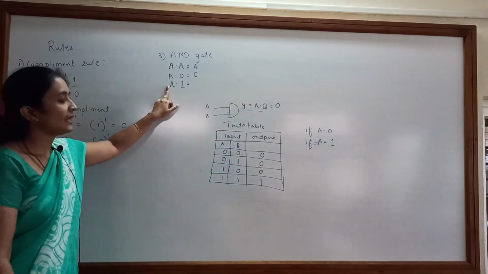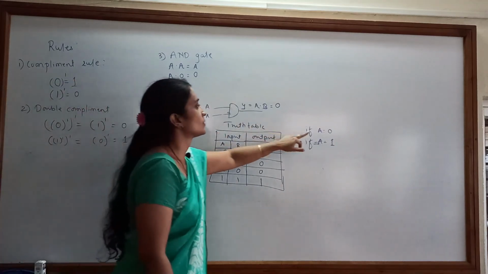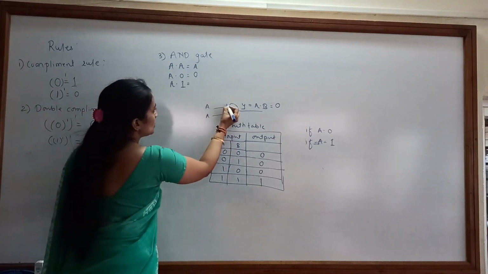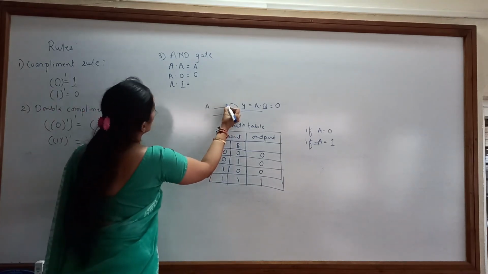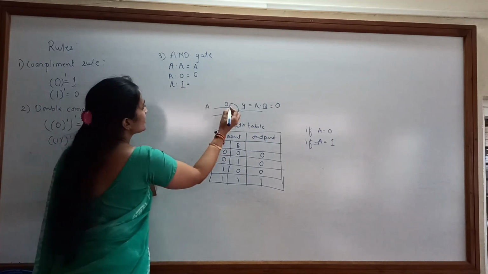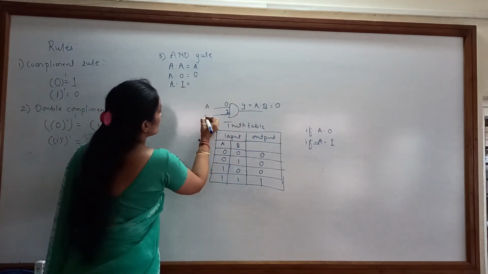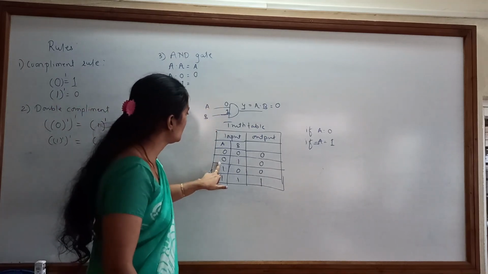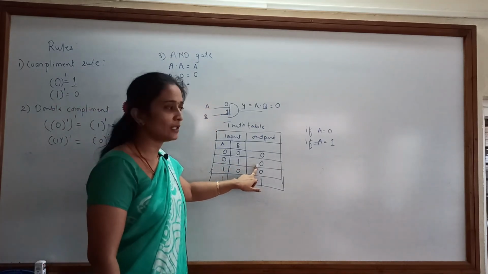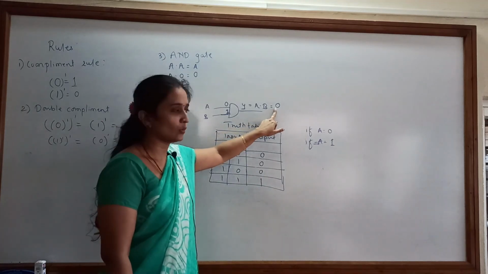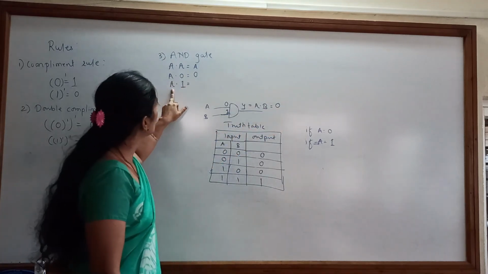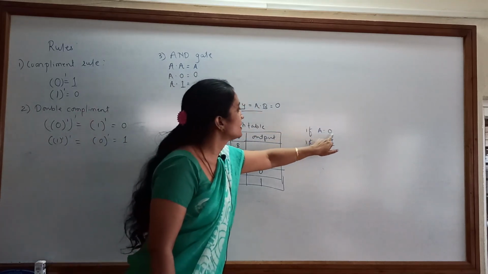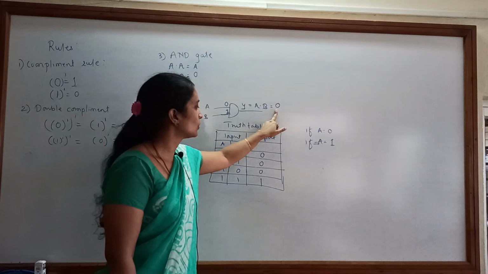Now, for this A, how many values are there? Again 2 values, 0 and 1. First we will take A is equal to 0 and second is 1. 0 into 1. 0 into 1, what is the answer? 0. Therefore, output will be 0. Means if A into 1 we are doing and value of A is equal to 0, you are getting 0.